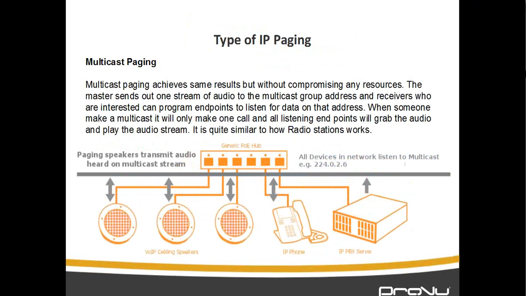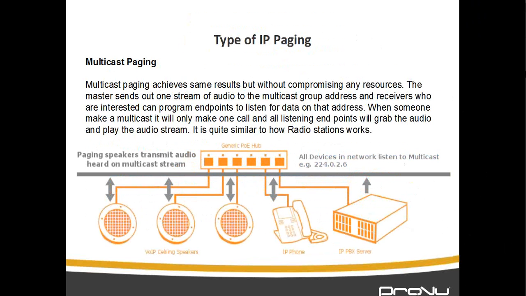So in the example, you can see the gray line, which is a single stream to a single listening IP address, which you can see as 224.0.2.6. This is the IP address that every endpoint is listening on. So anybody can just pick up a handset and make a page to that address, and all the listening parties will then, in effect, grab the audio and play it through the endpoints.